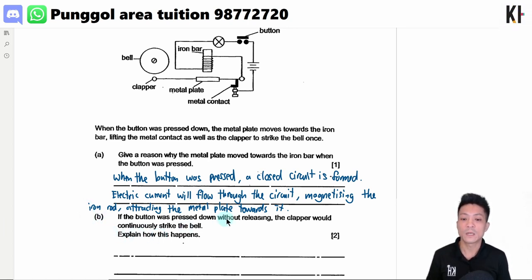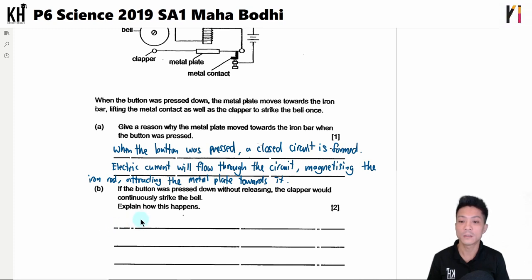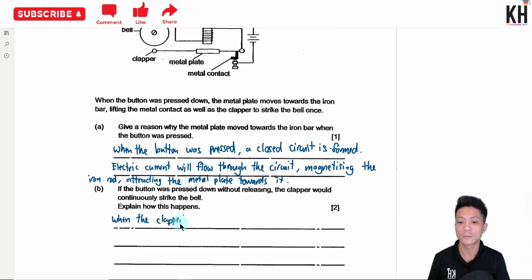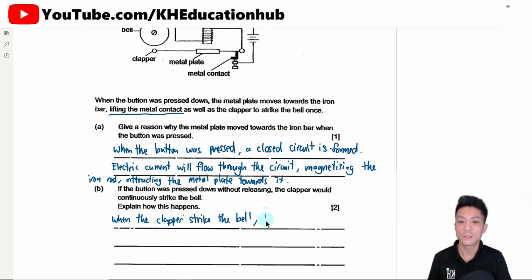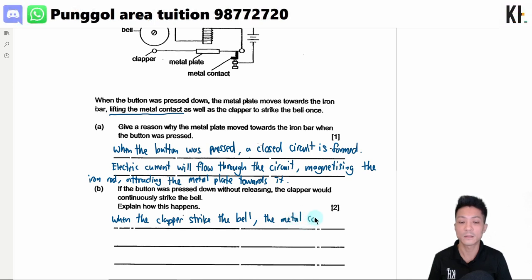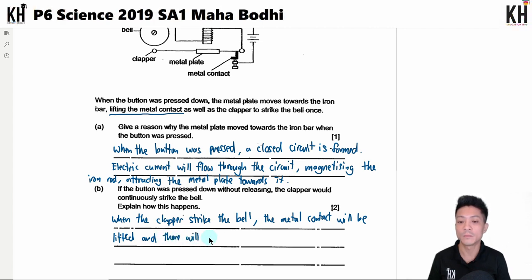Okay, so part B, if the button was pressed down without releasing, the clapper will continuously strike the bell. Okay, explain how this happens. Okay, so when the clapper strikes the bell, the metal contact will be lifted because over here there is a lifting of the metal contact, right? Okay, the metal contact will be lifted, and there will be an open circuit.